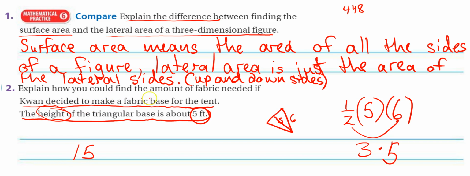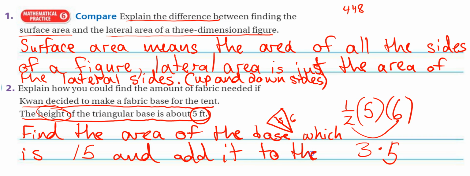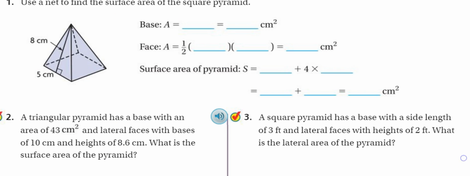So how would you find the amount of fabric needed? Find the area of the base, which is 15, and add it to the previous total, which was 90. And that's how you would do it.